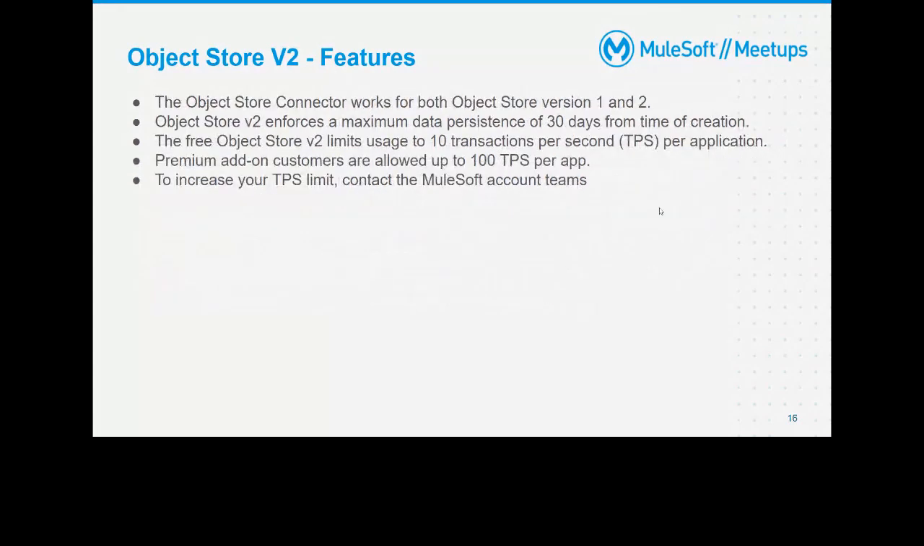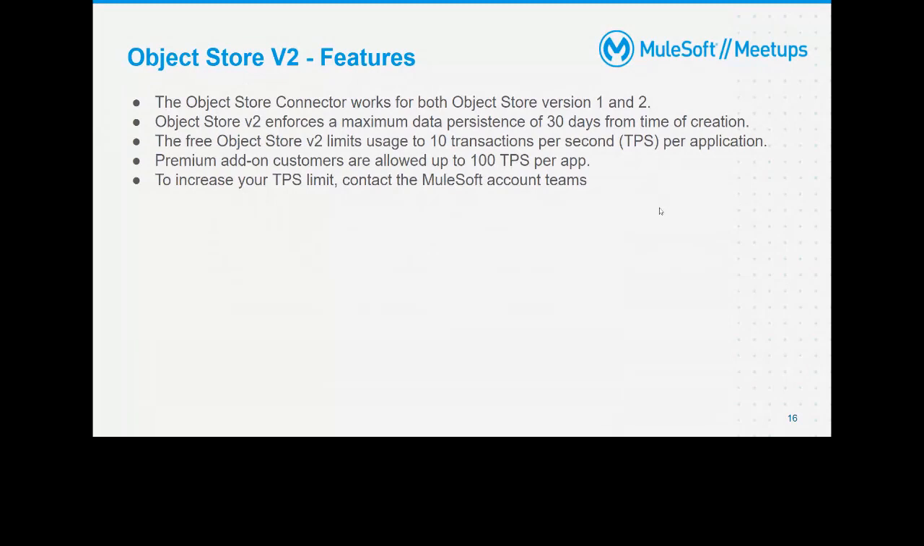Okay, so there are more features. Basically, the object store connector works for both object store version 1 and object store version 2. So we have a single connector for version 1 as well as for version 2. Object store version 2 enforces a maximum data persistence of 30 days from time of creation, right? If you are modifying data, the time to live will reset to 30 days again.